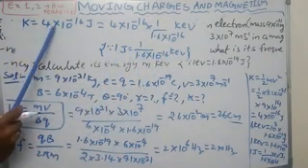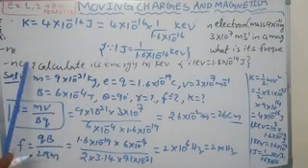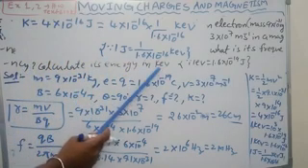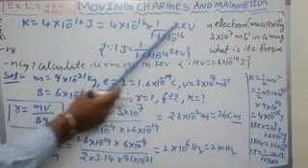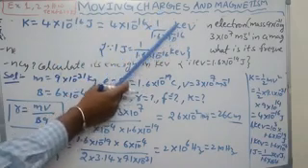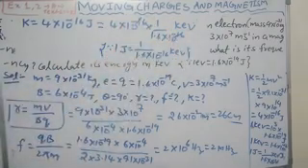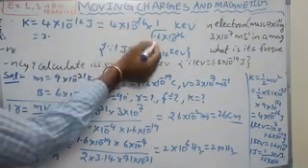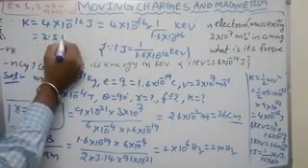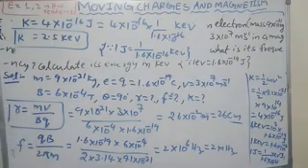Kinetic energy, how much did we get? 4 into 10 power minus 16 joules. But in the question, it says calculate its energy in kilo electron volt. Then how much is it? 4 into 10 power minus 16 joule, you convert into kilo electron volt. 1 joule is 1 by 1.6 into 10 power minus 16 kilo electron volt. You simplify this: 10 power minus 16 cancels with 10 power minus 16. So 4 by 1.6, 40 by 16, means 2.5 kilo electron volt. This is the kinetic energy of the charged particle in that magnetic field.